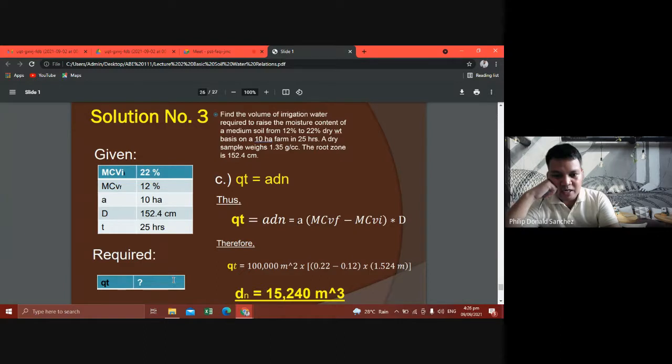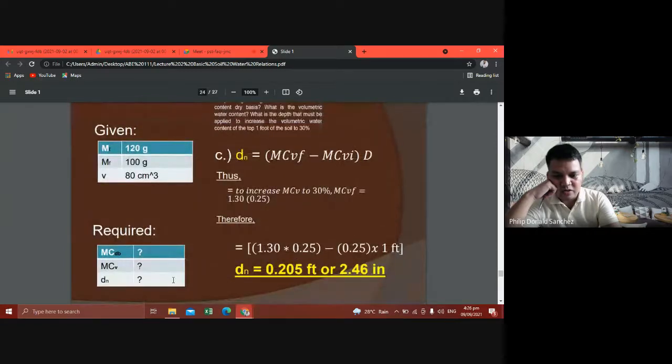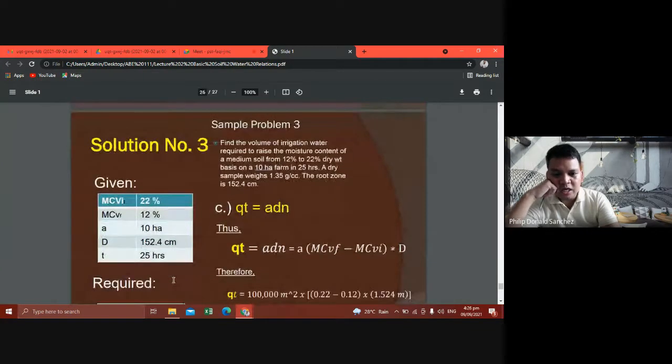Isn't the formula of DN MCBF minus MCBI times D? That is how you get DN with our purpose formula here. So that's the value of DN. Unless DN is already given, if the problem says find the rate of irrigation if the area is 10 hectares and the depth needed is 2 cm, then you can equate automatically. But here he did not give DN, you are the one to identify it.